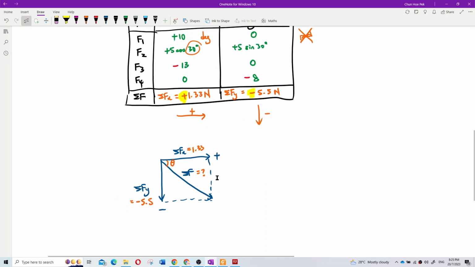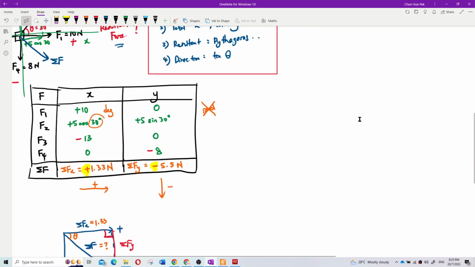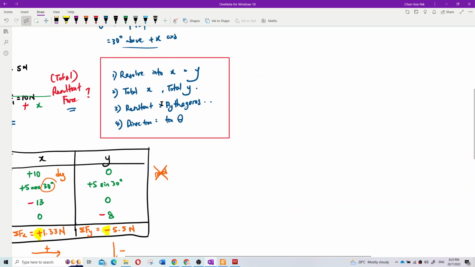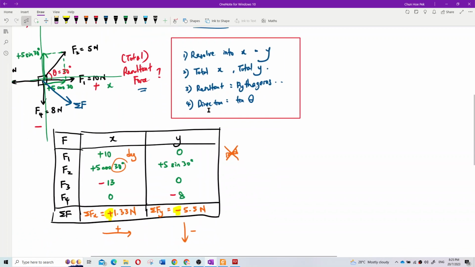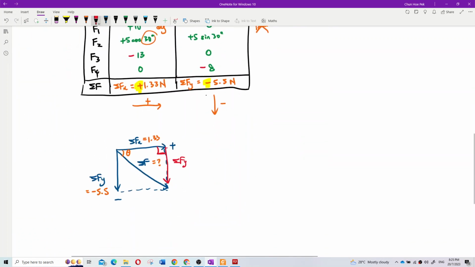This is a triangle, remember, class? Triangle. So this Fy over here is actually opposite to the angle theta. So the Fy is over here actually, class. This is total Fy. Understand? So to find the resultant force, we do Pythagoras theorem. Understand? So that comes to our third step. To find the resultant force, resultant vector, we do Pythagoras theorem. Understand? Okay, let's do it.